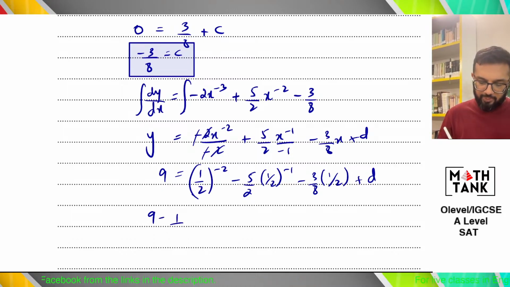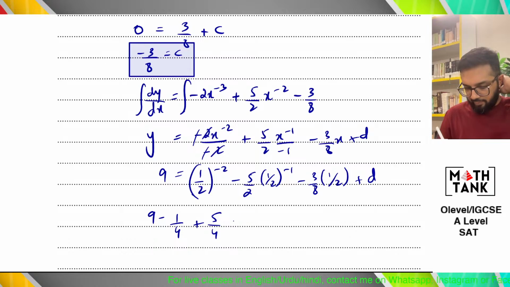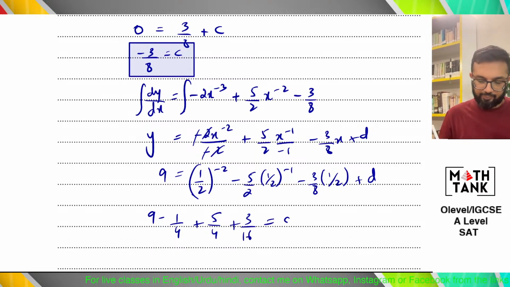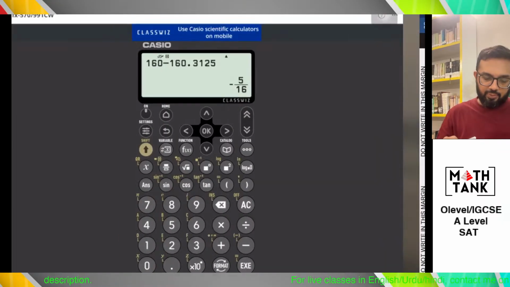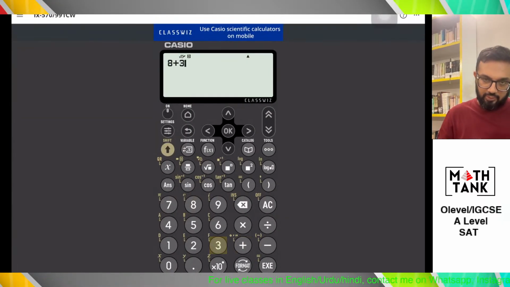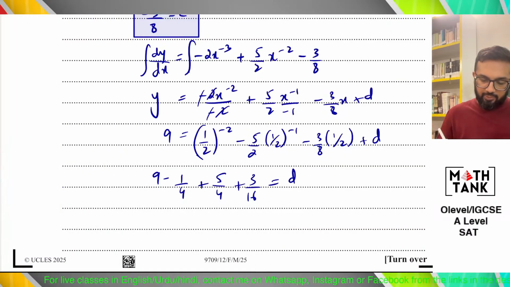So 9 minus 1 over 4 plus 5 over 4 plus 3 over 16. That's 4 over 4, that's 1, 9 minus 1 is 8. 8 plus 3 over 16. 131 over 16. Let me check if that is the correct answer.